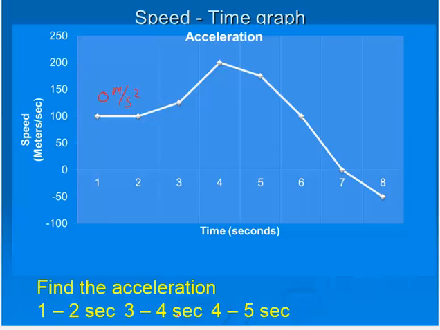The next one is 3 to 4 seconds. So I've got to find the ordered pairs. So this ordered pair would be 3, and I'm going to guess it to be about 125. And then 4, I'm going to guess it to be 200. So there's x1, y1, x2, y2. So I'm finding the acceleration here. When I go to subtract that, that becomes 200 minus 125, and then we get 4 minus 3. So I get 75 over 1, which means my acceleration here is 75 meters per second squared.